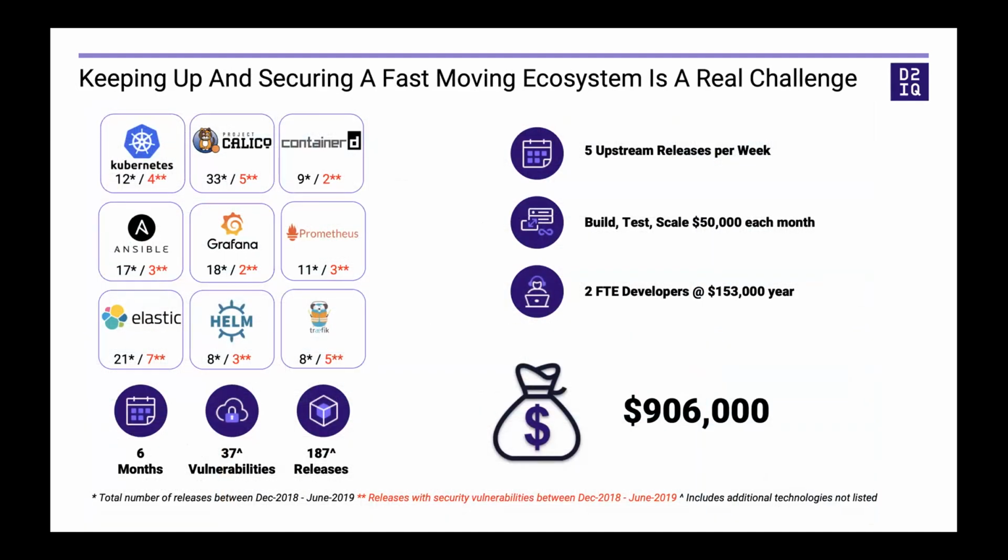So let's think about how hard that can be at times, right? It can be difficult to keep up in securing that environment, right? We just kind of went through that whole list of things that you can choose from. Well, what happens after I do choose them? I got to think about what vulnerabilities do I have to patch? What other updates do I have to integrate? So when you look at this chart here, this is based on just from December 2018 to June 2019. And when you look at some of the core components that people have chosen, these are things that they've had to deal with. I've had 37 vulnerabilities and I've had over 187 releases. That's upwards of 5 upstream releases per week.